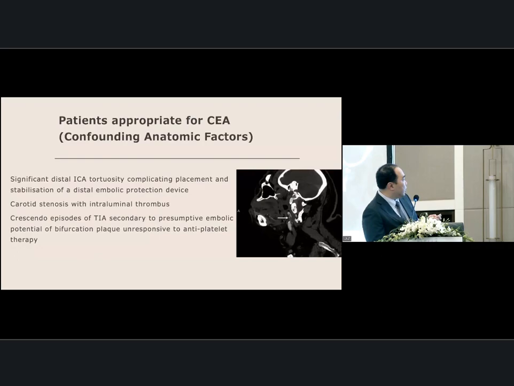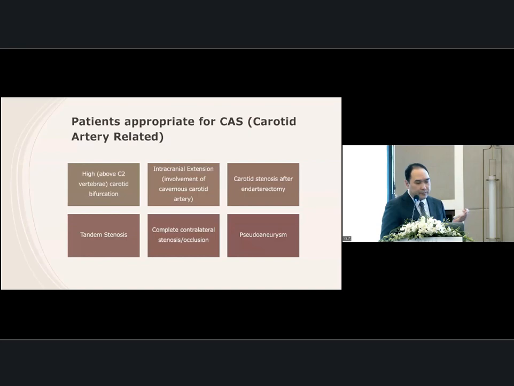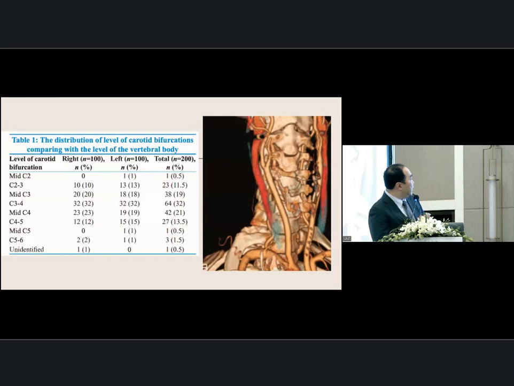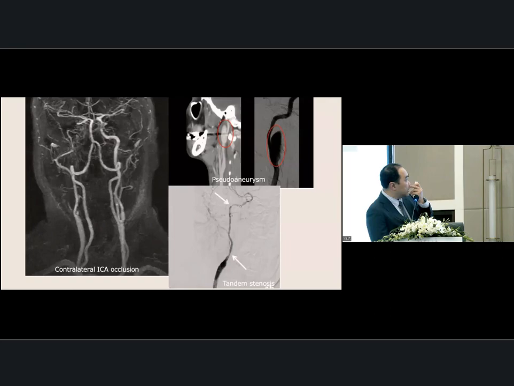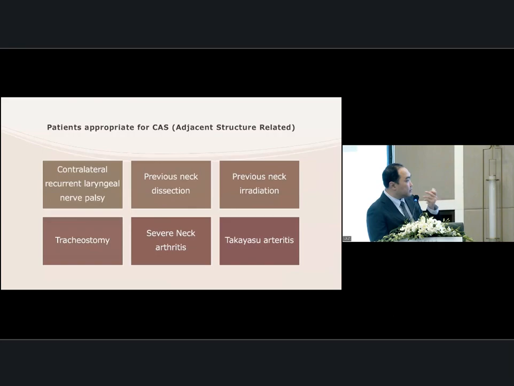But what about CAS, right? CEA is definitely, Kate was just saying that there are many ways of doing things. But what are the cases that you will choose CAS for? If your patients have a very high bifurcation or carotid, there's already intracranial extension involving the cavernous sinus, you had previous CEA itself, restenosis, and more commonly, sometimes post-radiation, you have complete contralateral stenosis or occlusion, right? Really, you have to look at where the bifurcation is and whether it's easily accessible, and the kind of pseudoaneurysms, which are most likely suitable for CAS. If you have a contralateral ICA occlusion, it's much better to do stenting in terms of the ischemic time.